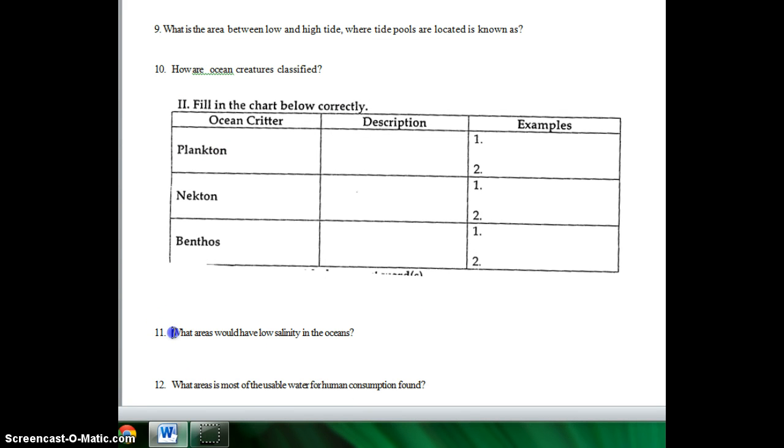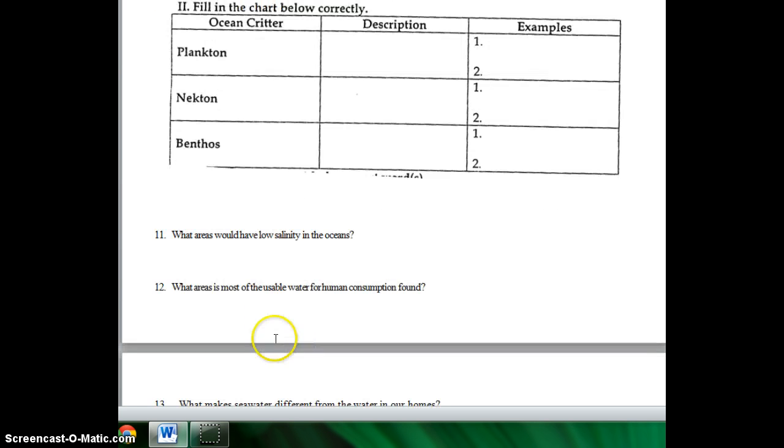Number 11 said what areas would have low salinity in the oceans. That would be at the mouths of big rivers. That would have low salinity because fresh water is joining salt water, adding more water and no more salt.